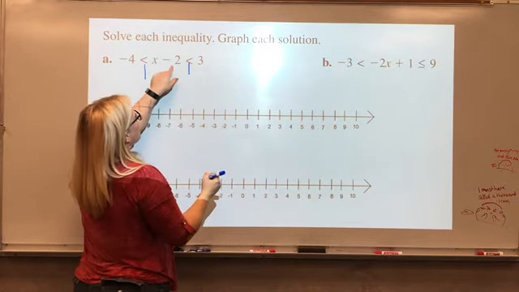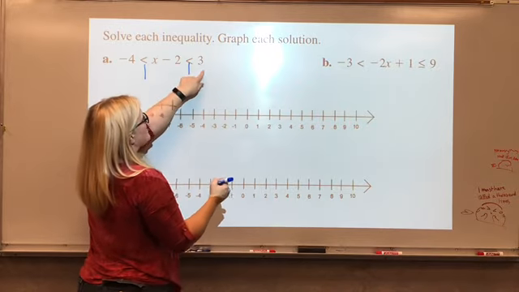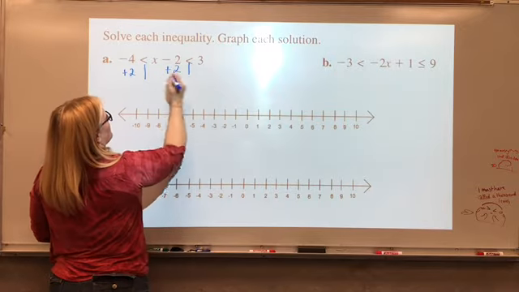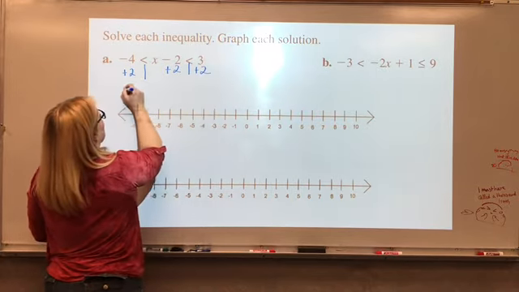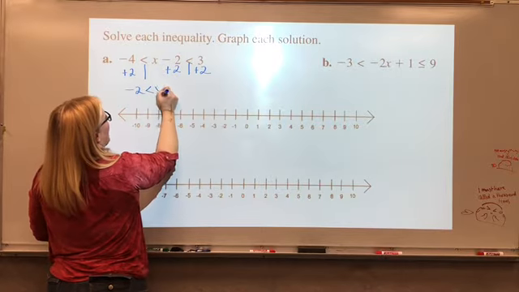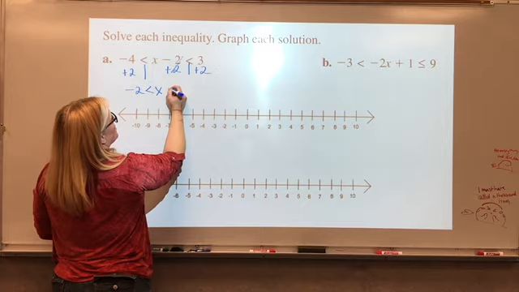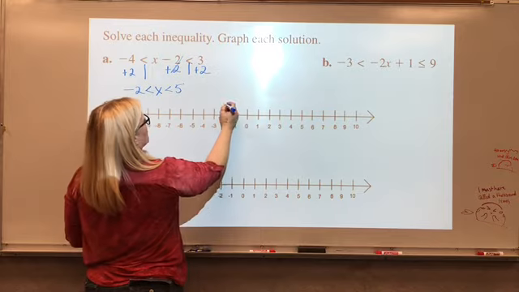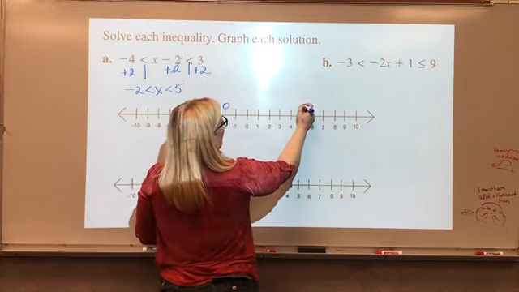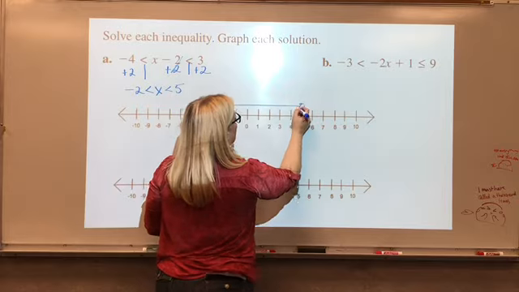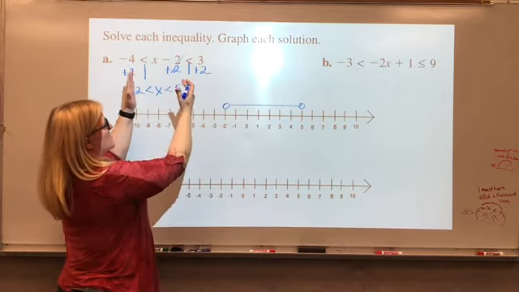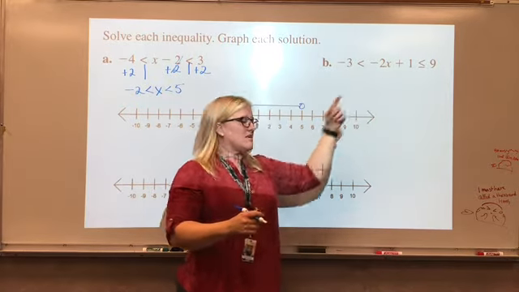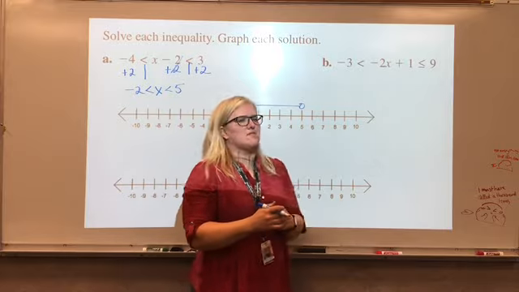So I need to add 2 to all three sections. So I add 2 here to get rid of it. I'm going to add 2 here. I'm going to add 2 right here. So I get -2 is less than x, okay, those cancel, which is less than 5. So I have an open circle at -2 and an open circle at 5, and I connect them. Okay, it's an and. I know it's an and because it's being sandwiched. This one also is being sandwiched, and I think, let's see, do I have time? Yeah, I have time to do this one.